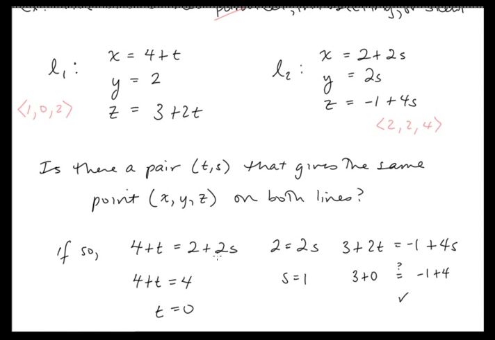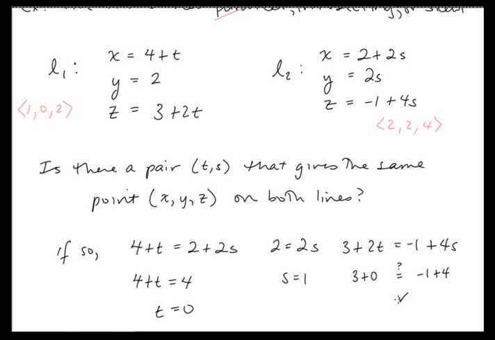If s is equal to 1, that means 4 plus t is equal to 4, so t must be 0. Okay, so we have an s and a t that work for the first two equations. What we have to check is whether or not this s and t pair will make the third equation true. Is it true that 3 plus 0 is equal to -1 plus 4? And yes, that is true.